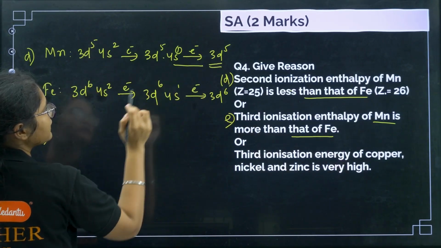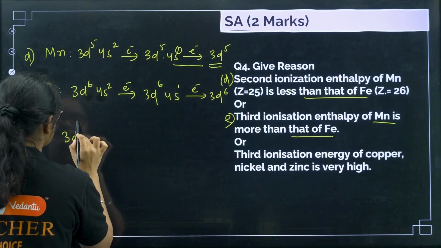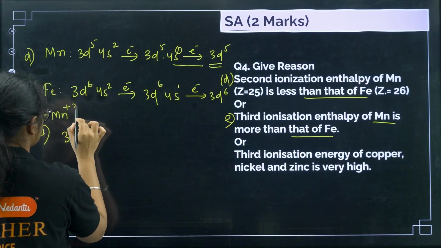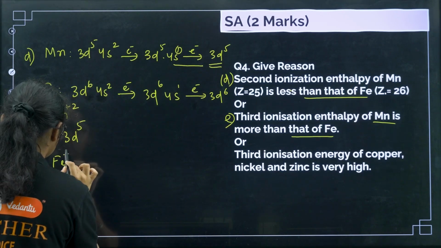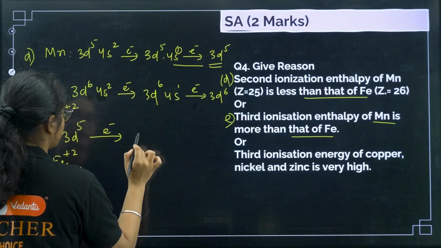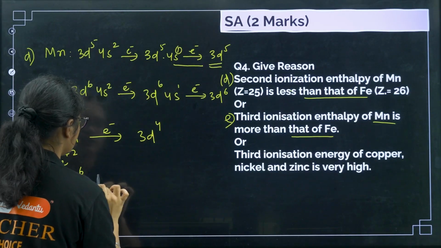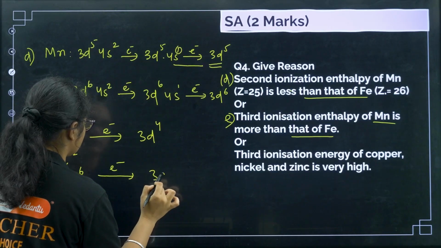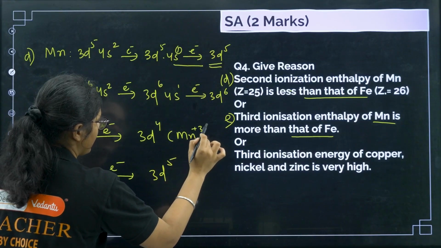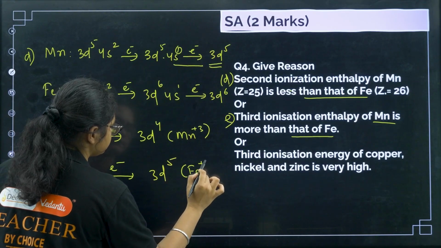So if you see from here, if I continue, this is 3d5 for manganese after Mn+2, right, and Fe+2 is 3d6. Now if I want to remove one more electron, I'll get 3d4. Here if I want to remove one more electron, I'll get 3d5. So this is your Mn+3 and this is your Fe+3.